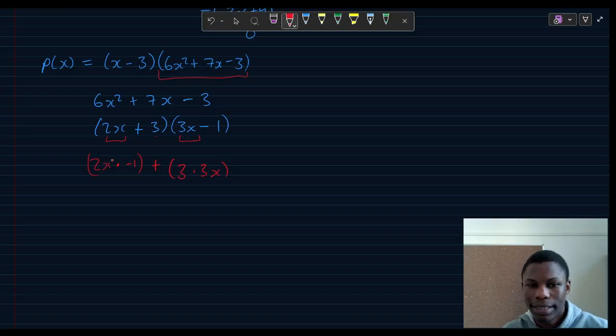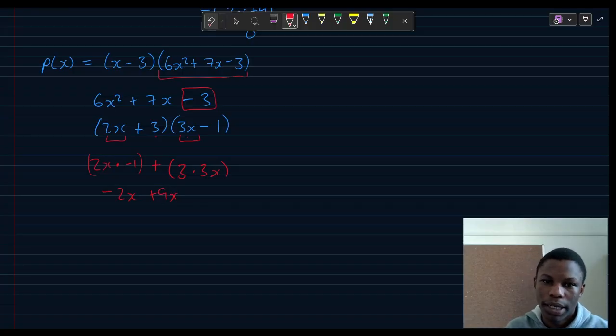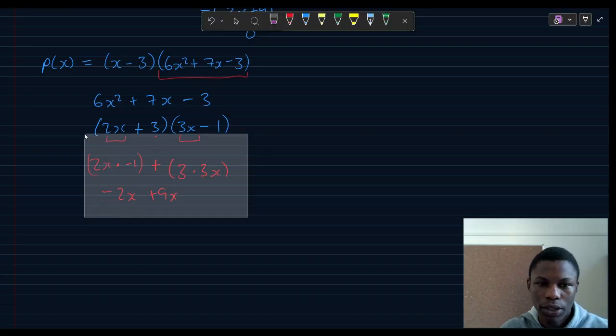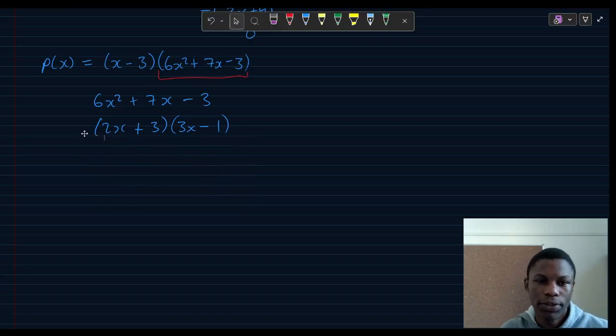I know that this has to add up to 7x because this is negative 2x plus 9x, which gives me the 7x, right? And the 3 and negative 1, I've chosen them because they are factors of negative 3. But if you're not too experienced with factorization, that may be a bit difficult to just try to reason it out like that. So there are 2 options that you can do as an alternative to this.